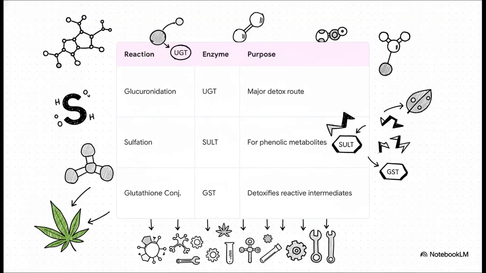And this is what I think is so cool about phase II. It's not just one reaction. The body has this whole incredible toolkit of enzymes ready to go. It can use UGTs to stick on a glucuronide molecule, or SULTs to add a sulfate group, or GSTs to attach glutathione. This metabolic flexibility is absolutely essential for dealing with the thousands of different foreign chemicals we might encounter.